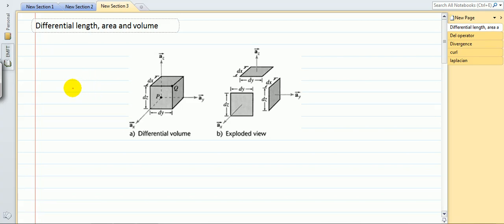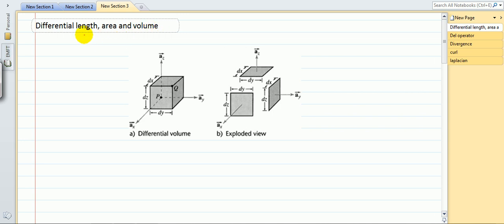Welcome to Target IS. I am Om Prakash Rajput, and today we are continuing with the basics of electromagnetic field theory. And today we will cover the topics differential length, area, and volume, and use of del operator. Then we will find divergence and curl and Laplacian of scalars and vectors. So let us start with differential length, area, and volume.